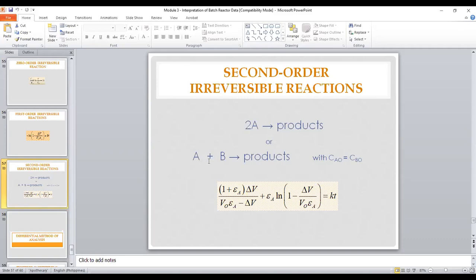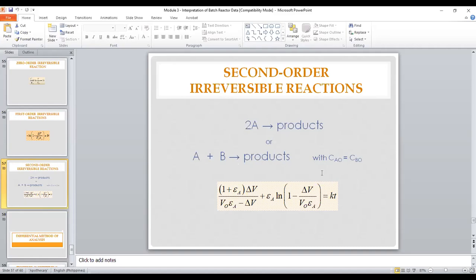Now, the two cases that would be applicable here is when you have a single species, but you have bimolecular, so you have a coefficient here of 2. And the other one is when you have two species, but you need 1 mole for each, so still bimolecular. Now, in this case, it's important that you understand, class, that for this second scenario, your initial concentration for A and B has to be equal.